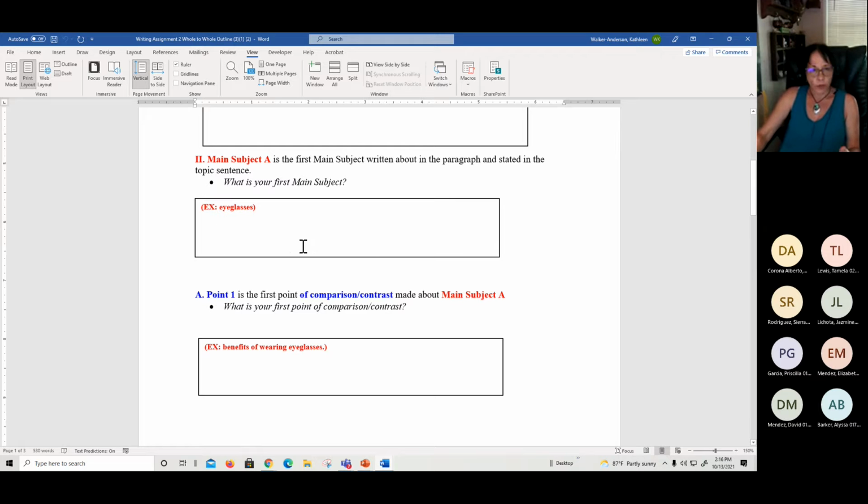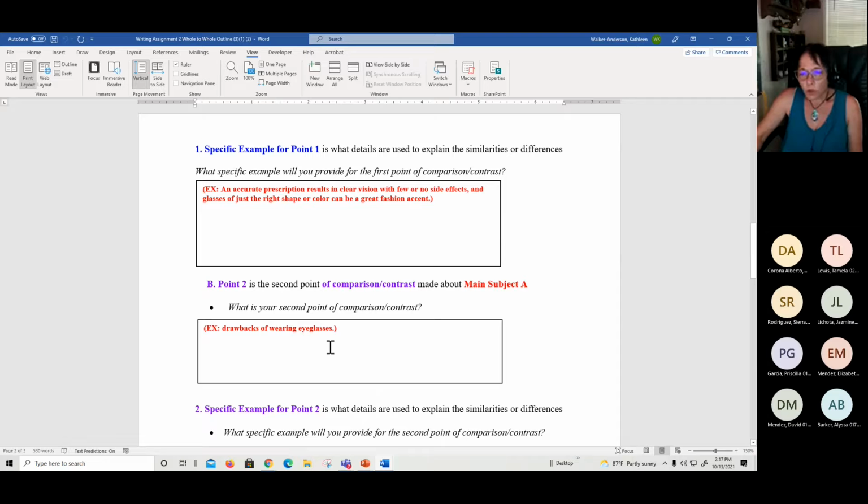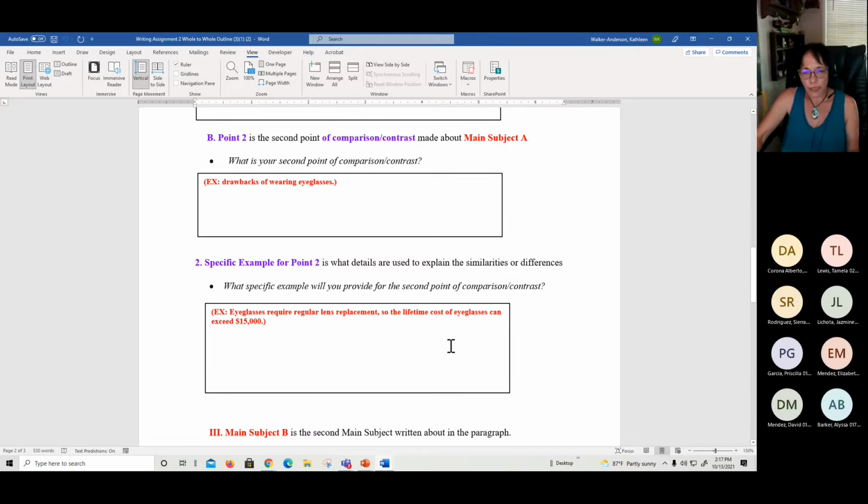So first main subject, you would put whatever yours is, so eyeglasses. And then the first similarity or difference. In this case, it's the differences, and we're doing benefits of wearing eyeglasses. Then specific example for that. And for the eyeglasses, it was talking about prescriptions and the fashion ad, that they're fashionable. Then you go to drawbacks of eyeglasses, because that's the second point of comparison, the second difference. Repeat the process, specific example. This is specific, it has a specific cost.